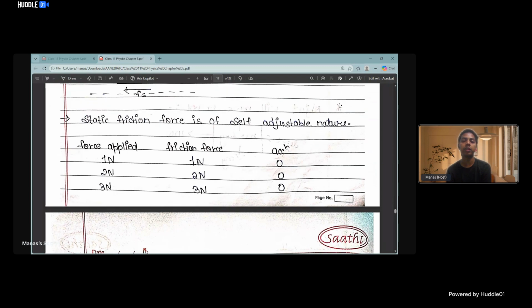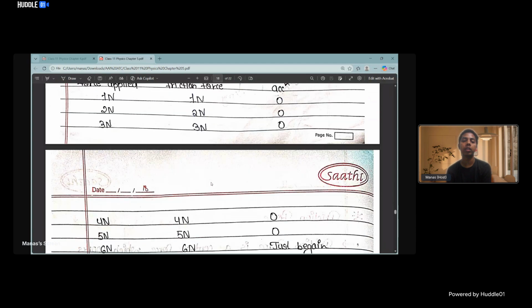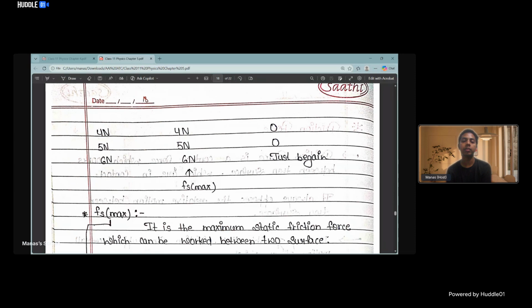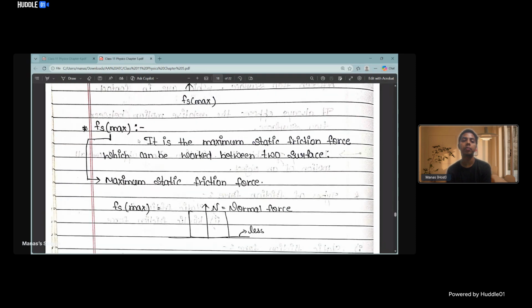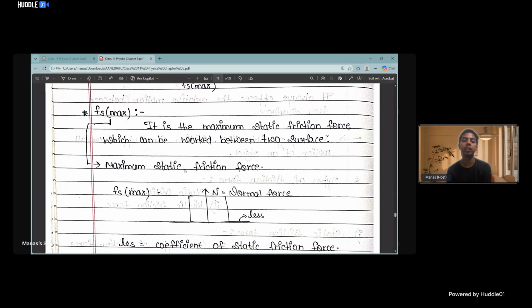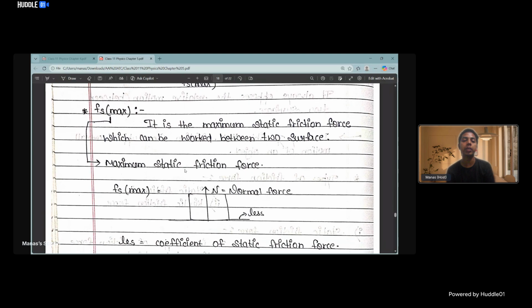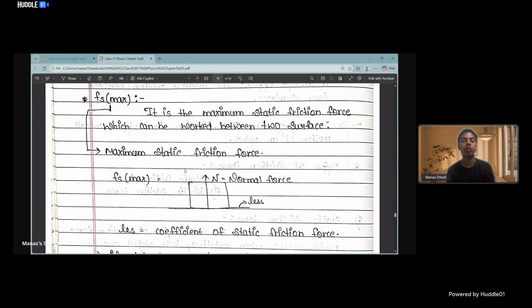Like for example, we have applied 1 Newton, the friction force is also 1 Newton, so acceleration will be 0 because that is static friction. If we apply 2 Newton, friction force is also 2 Newton. At 3 Newton, acceleration is still 0, but after 6 Newton, the body starts moving, because the maximum value of static friction is 6 Newton. Fs max is the maximum static friction force which can work between two surfaces. If we apply more than the maximum static friction, then the body will start moving.